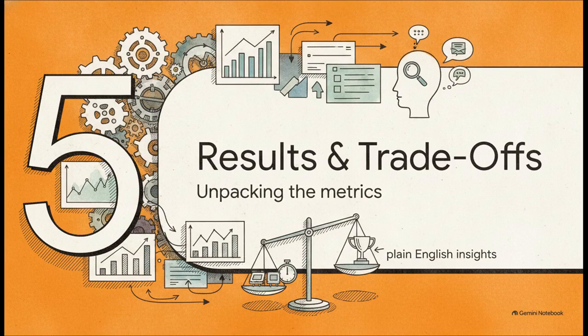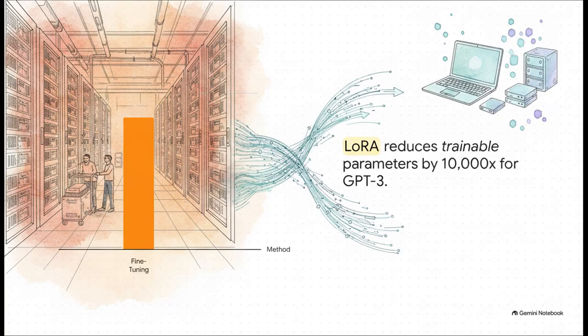So what do these numbers actually mean for us? Section 5, Results and Trade-offs. Let's unpack the metrics. Look at this massive difference. We are reducing the number of trainable parameters by 10,000 times for a massive model like GPT-3. We're going from 175 billion down to 37.7 million. That is quite literally the difference between needing a giant air-conditioned warehouse of GPUs versus something you can manage on much, much more accessible everyday hardware.